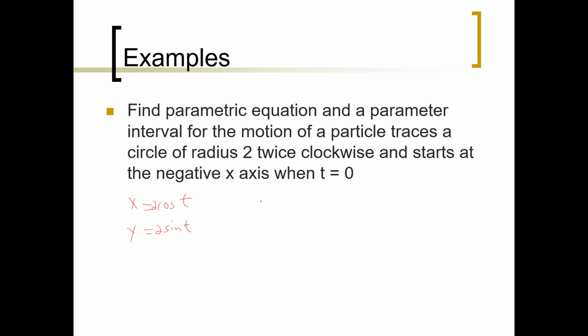But then I want to go clockwise, not counterclockwise. So this graph here goes counterclockwise. I'll replace the t with negative t. That will then give you x equals 2 times the cosine of negative t, and y equals 2 times the sine of negative t. This then reverses the direction. So this equation is 2 times the cosine of t, while this is negative 2 times the sine of t. This should now trace out the circle.